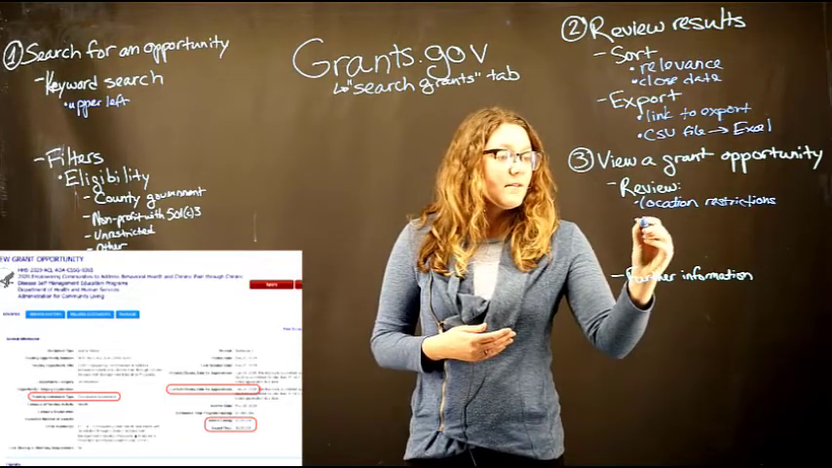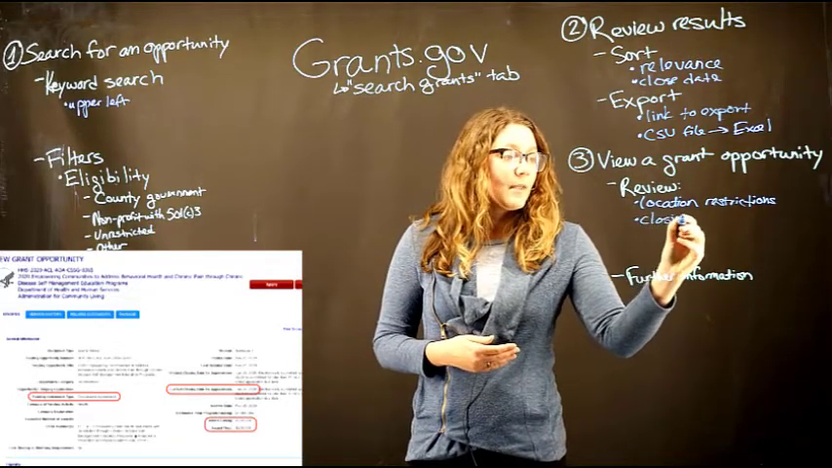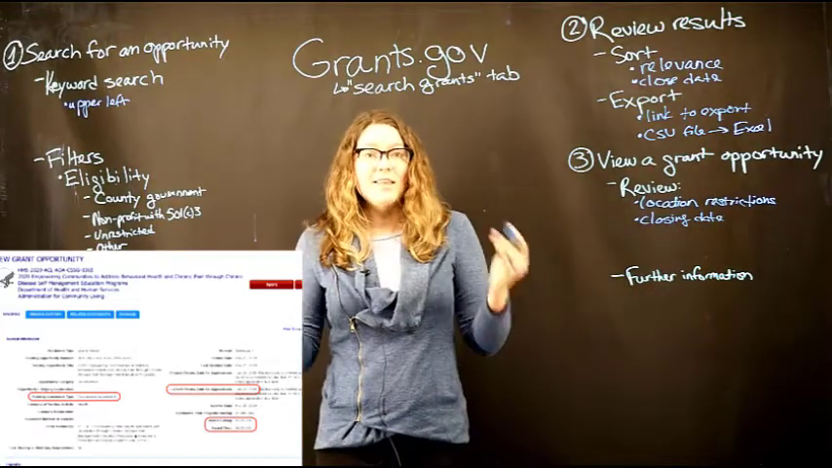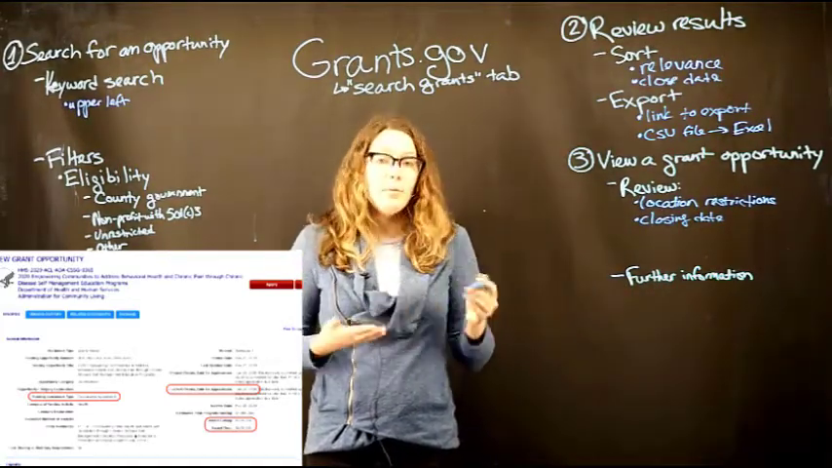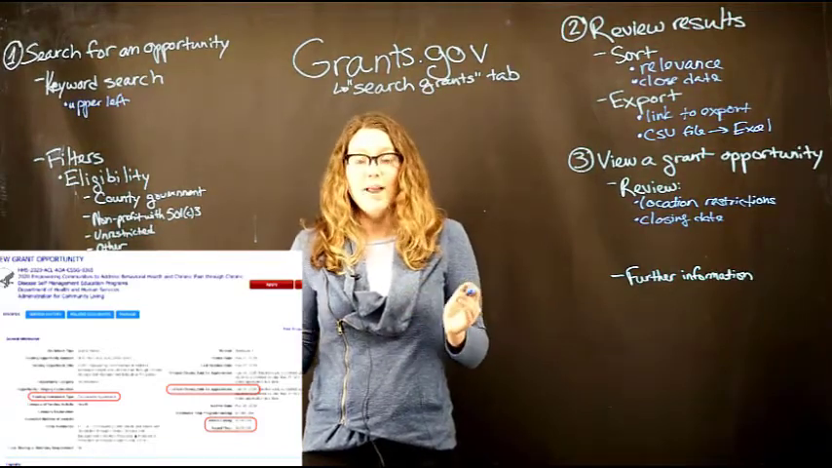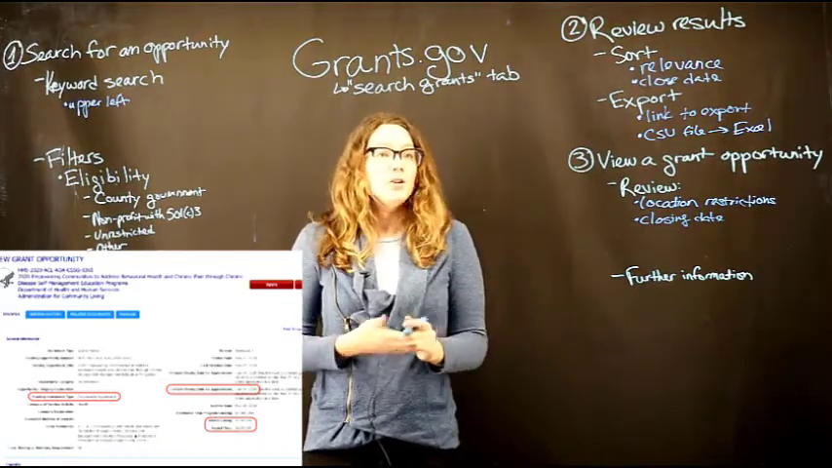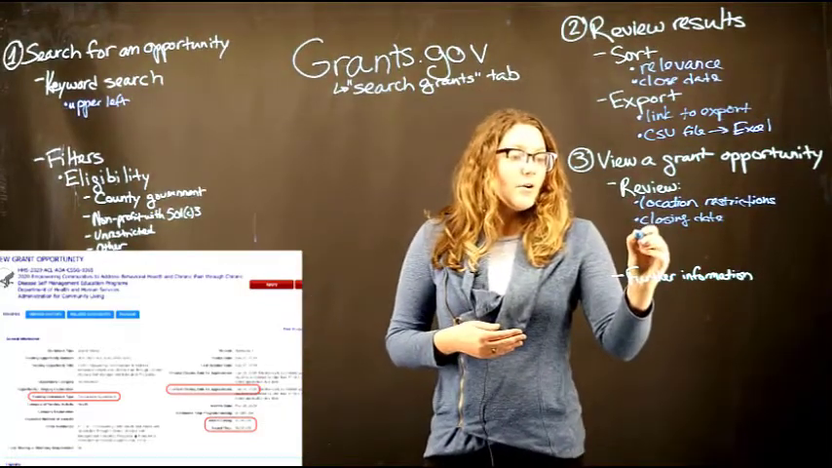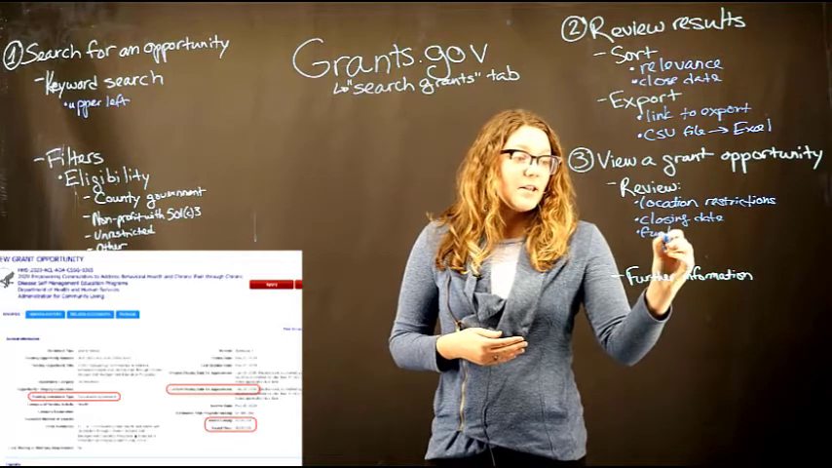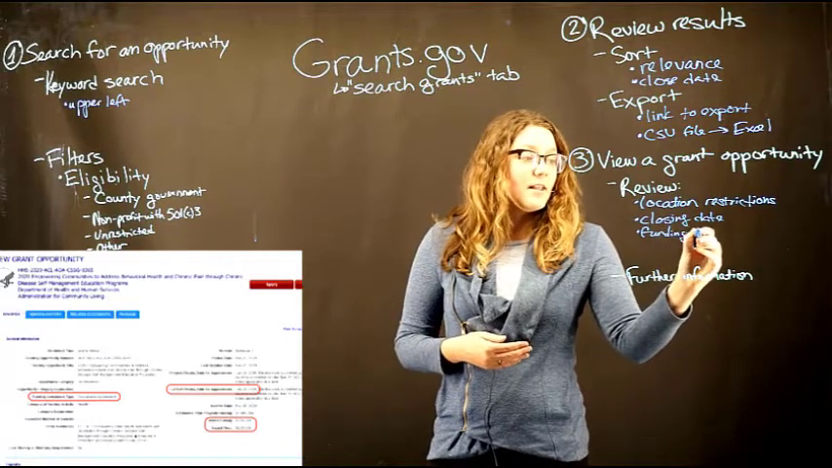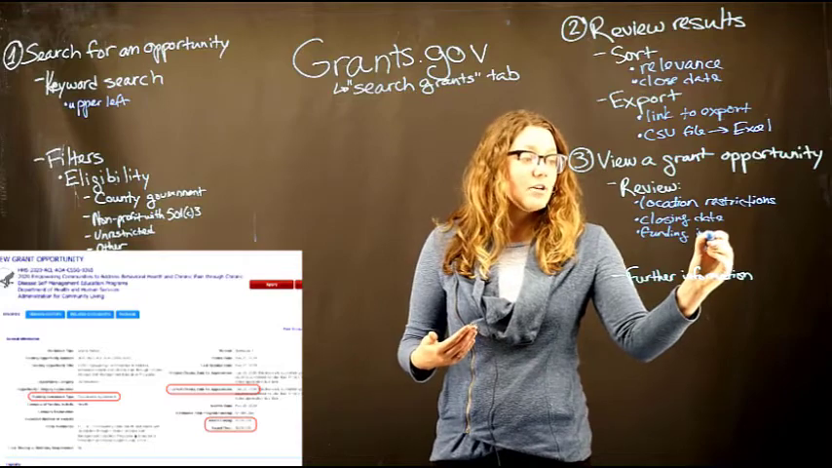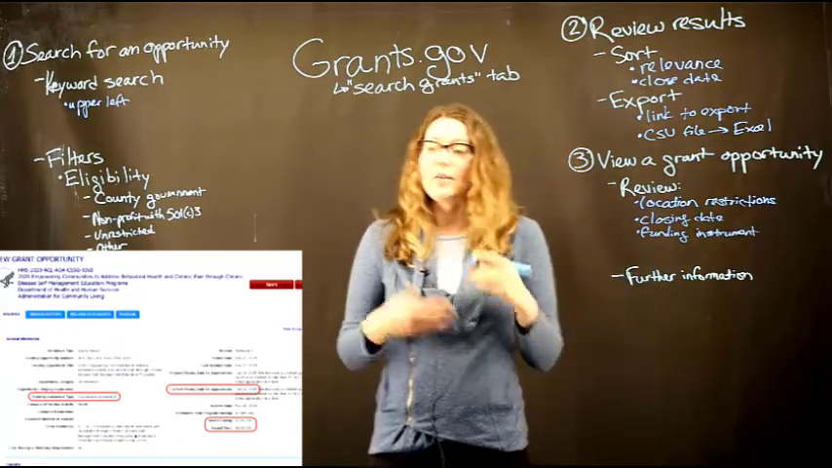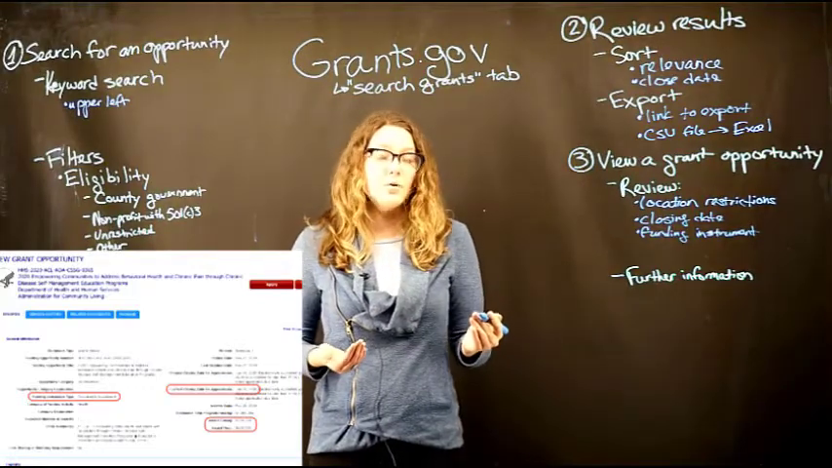You should also definitely check the closing date of the opportunity. If the closing date is within the next couple weeks, it's probably too soon for you to even think about applying for this grant, at least for this year, so just go ahead and choose another opportunity. You can also look at the type of funding instrument. Again, this is whether it's a grant or a contract or something else. So if you're looking for something particular, like a grant, this is a way to narrow down your choices as well.